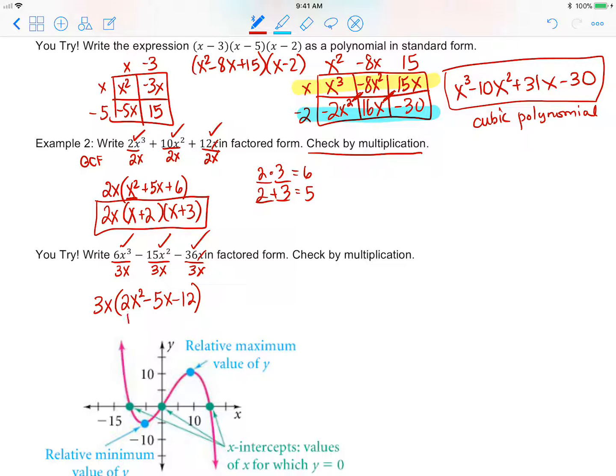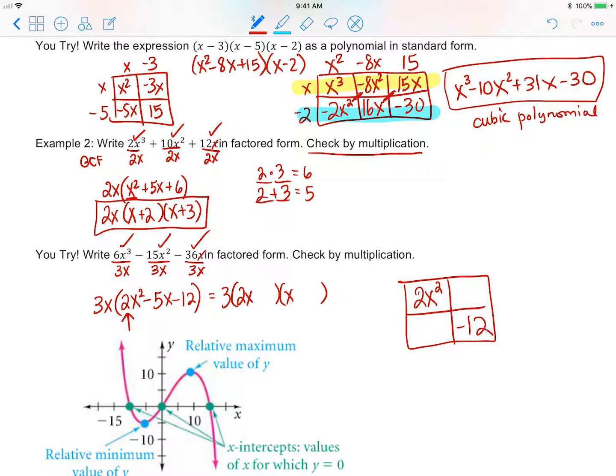And it looks like my leading coefficient right here is not 1, so I cannot simply put x and x. But I do feel confident that it's going to be 2x and x, because 2x times x is 2x squared. And I'm going to go over here, do a quick box, and just check out what it is. So 2x squared will go here, negative 12 will go here. I'm going to multiply the diagonal, and I get negative 24 is my magic number.